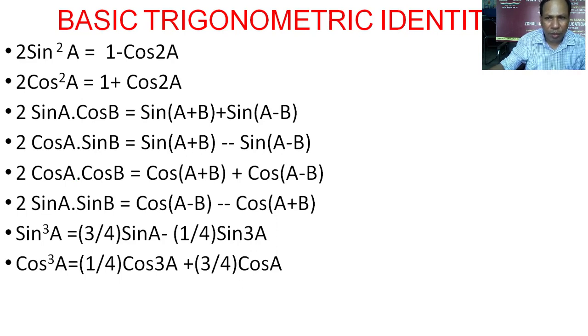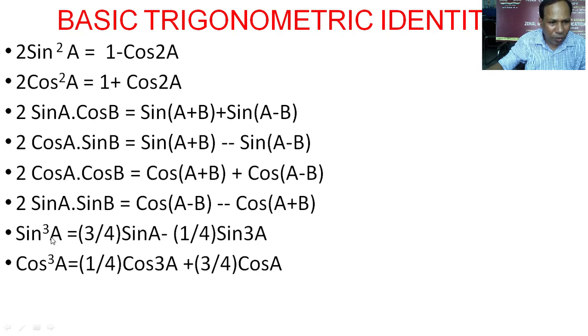Some of the basic trigonometric identities which you have learnt in class 11 are: 2 sin square A is equal to 1 minus cos 2A. This is derived from the formula for cos 2A. Similarly, 2 cos square A is 1 plus cos 2A. Then the product 2 sin A cos B is sin(A plus B) plus sin(A minus B). 2 cos A sin B is sin(A plus B) minus sin(A minus B). Then 2 cos A cos B is equal to cos(A plus B) plus cos(A minus B). And 2 sin A sin B is cos(A minus B) minus cos(A plus B).